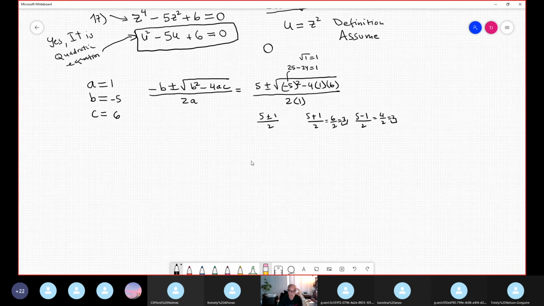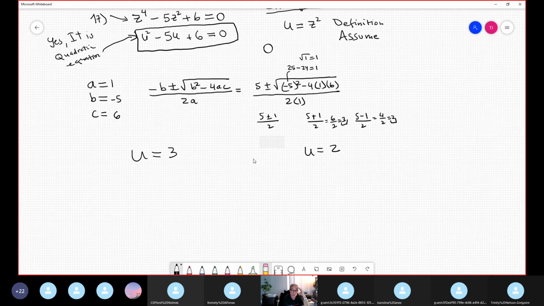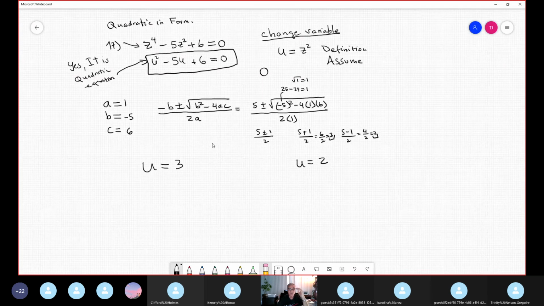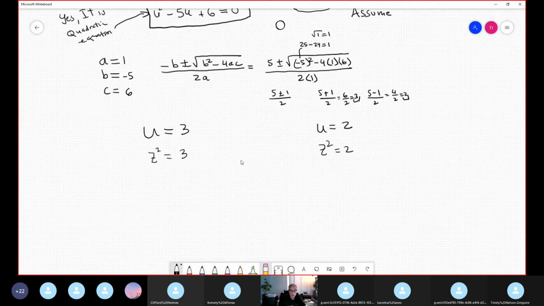So I split the paper into parts. u equals 3 and u equals 2. But I need not u, I need c, the original variable. What is the relationship, the formula that connects u and c? This one, my assumption. Therefore, I replace: c squared equals 3, and c squared equals 2. In this moment, we have two new equations. In this case both are quadratic equations because the degree is 2. But this is super elementary and straightforward because I can solve it using the square root method.